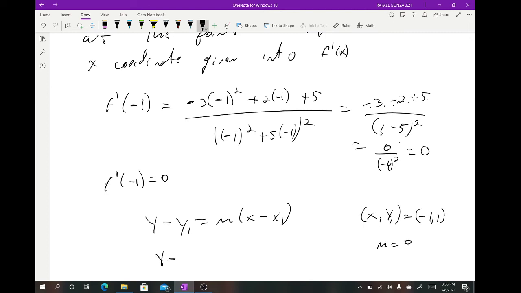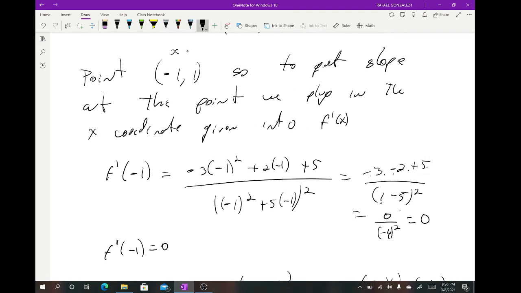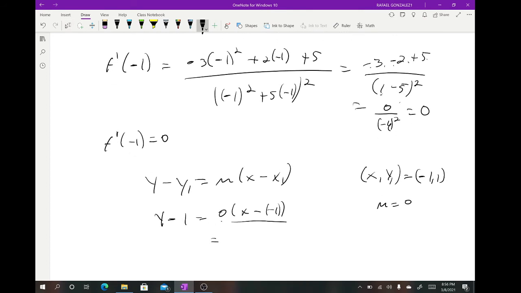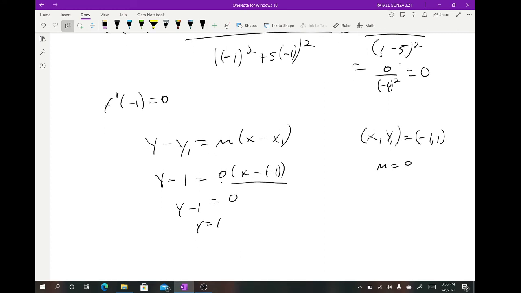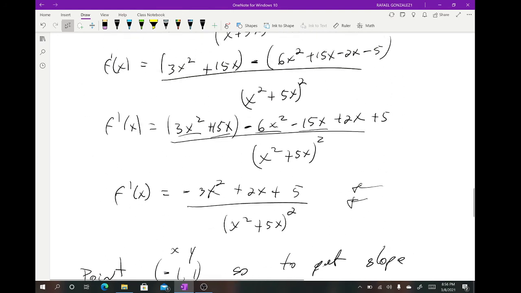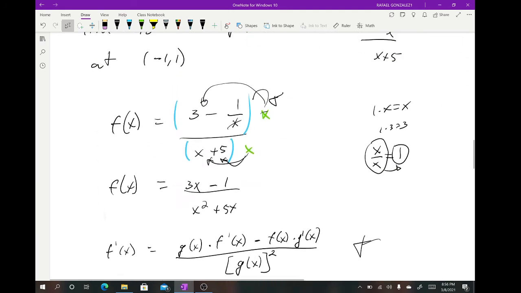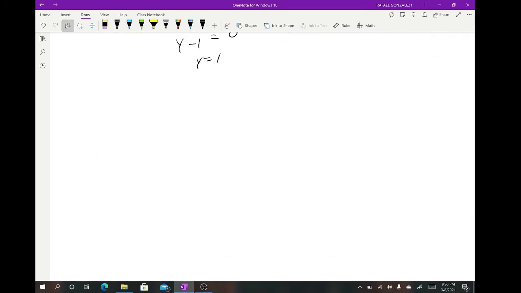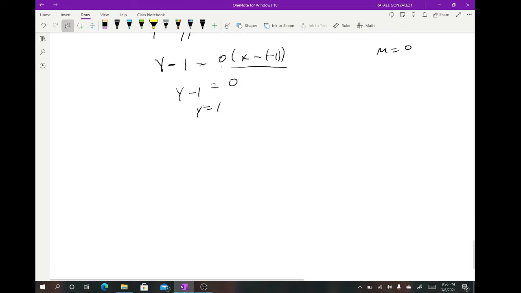So we have y minus 1 equal to 0 times x minus minus 1. This we get from the coordinate up here. This is our x, this is our y. But 0 times this whole thing is just equal to 0. So we have y equals 1. So the line that's tangent to the original function we had, this fraction up here, is the line y equals 1, the constant. Okay? So that is how you use the quotient rule.